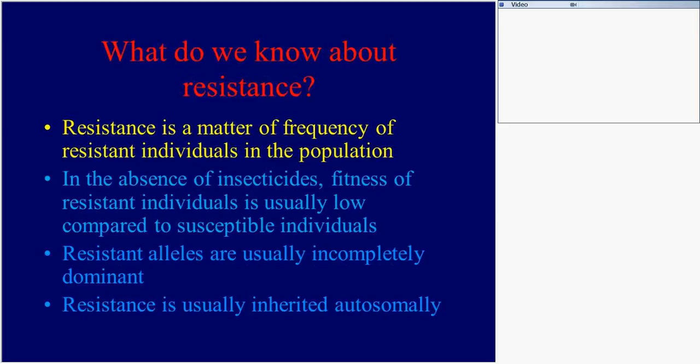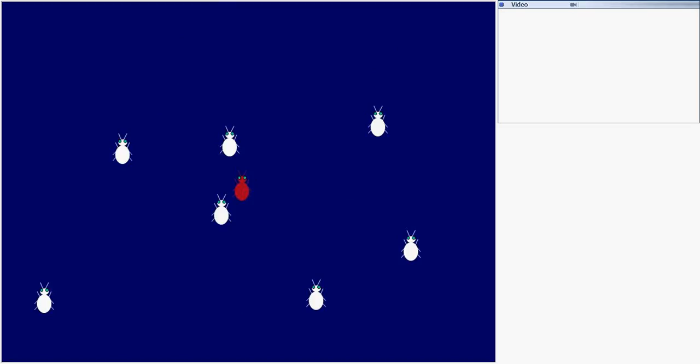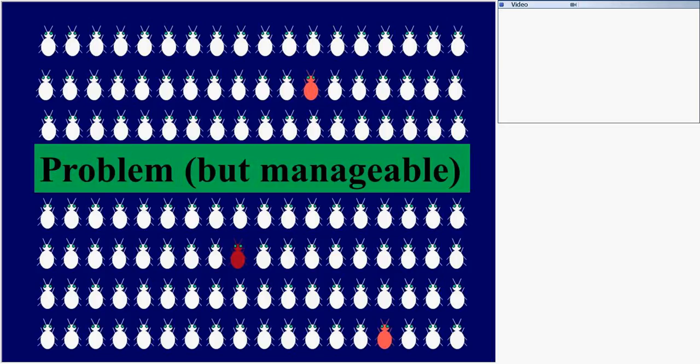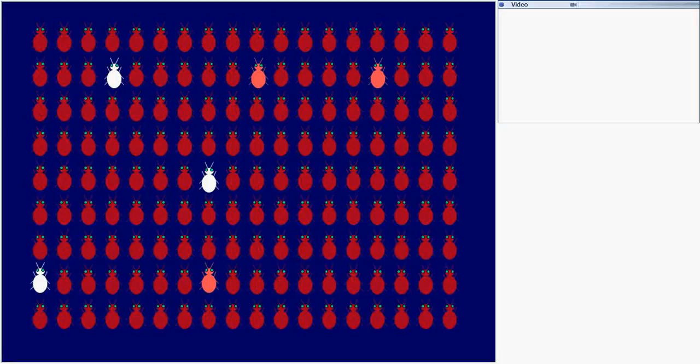Before we manage something, it would be nice to understand what's going on and what we are managing. So, what do we know about resistance? Resistance is a matter of frequency of resistant individuals in the population. Okay, this is not really a problem, because density is not high enough to cause economically significant damage, and there are few resistant genotypes. So this is a problem, but it is a manageable problem. You spray and the problem goes away.